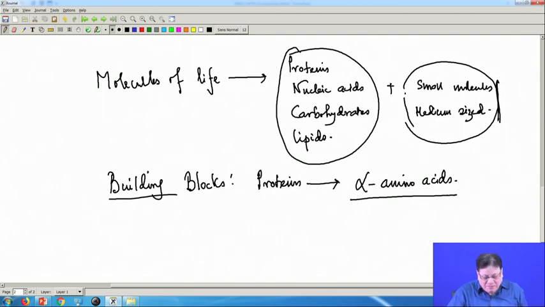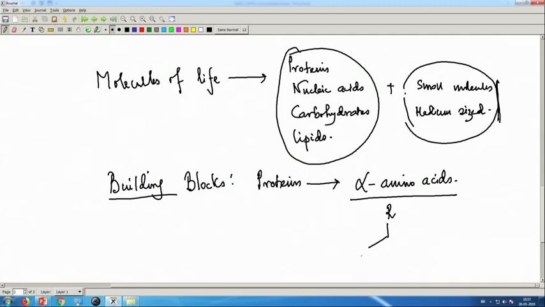Alpha amino acids, I can draw the structure, is basically R and then NH2 and CO2H. Why is it alpha? Because this carbon is the alpha carbon. So, alpha amino acids. However, if you look at this molecule, you see that there is a hydrogen here also. So, this carbon is what is called a stereogenic center, or the classical nomenclature is a chiral center.